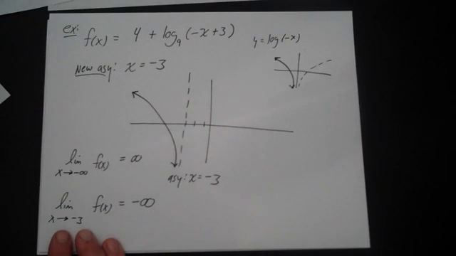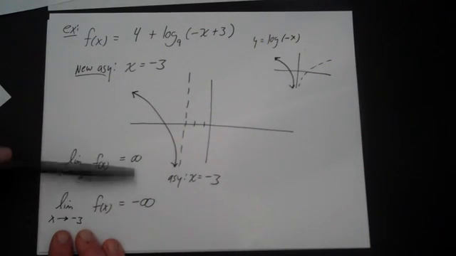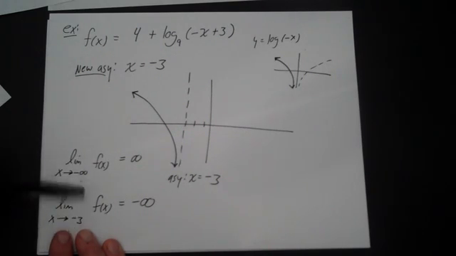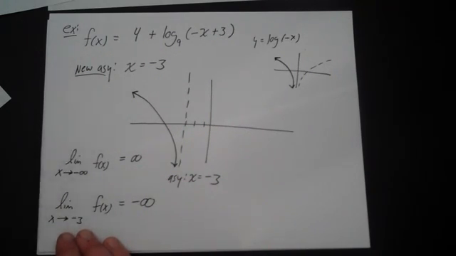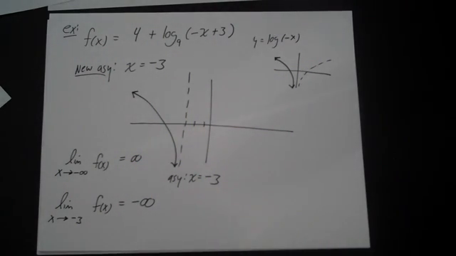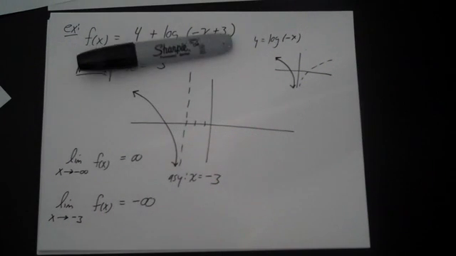So the basic pattern still holds. The answers are going to be infinity and minus infinity in some pattern. In this case, rather than going to infinity at the asymptote, you're going to go to minus infinity at the asymptote. And that's how you find end behavior of log functions written in this form. And we're done.